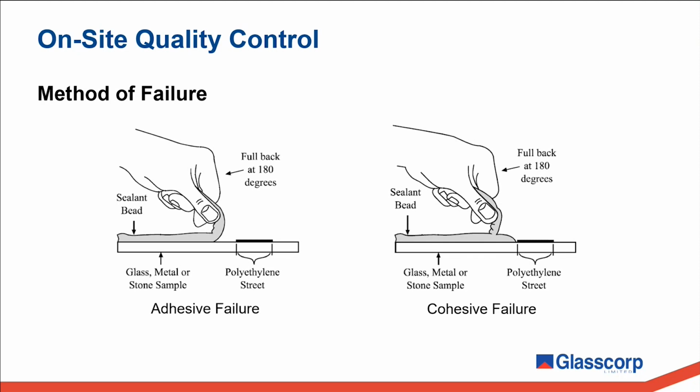I'll note here that in the test, you could see a polyethylene strip has been applied to the substrate, which the sealant won't stick to. So that's in that little section there. This is good practice that will allow for that clean tab of sealant, which you can start the peel test with.